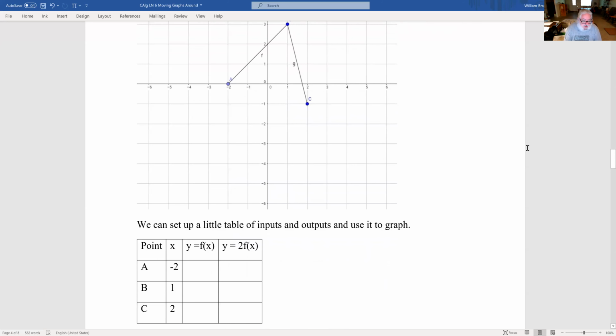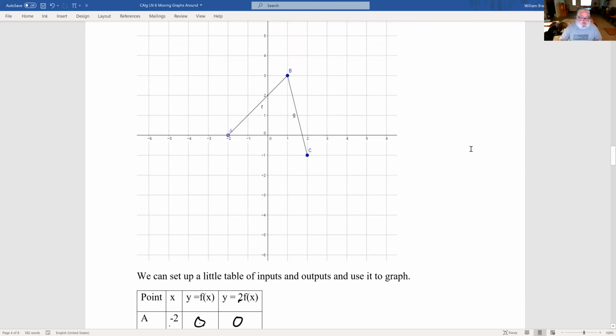Again, the point A is minus 2, 0. B is 1, 3. And then C is 2, minus 1. So if x is minus 2, then f of minus 2 is 0. And then we want to take that and multiply by 2. So we're plugging minus 2 into the function, and then multiplying the output of the function by 2. So 2 times 0 is 0, 2 times 3 is 6, 2 times minus 1 is minus 2. So we just took the y values and multiplied them by 2.